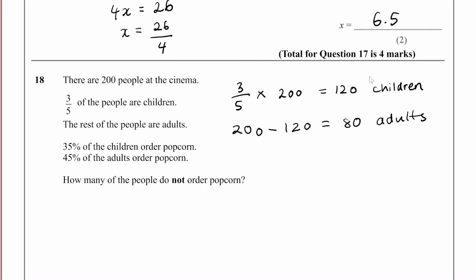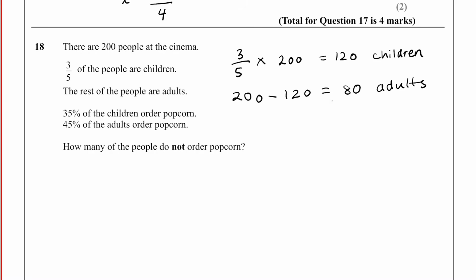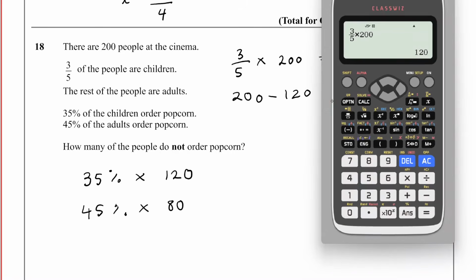35% of the children order popcorn. So again, we're doing an 'of', so it's a times. 35% of 120 order popcorn, and 45% of the adults order popcorn, 45% of 80. So to do this, we can either use the percent button on the calculator, if you can find yours. So 35% of 120, which is 42.